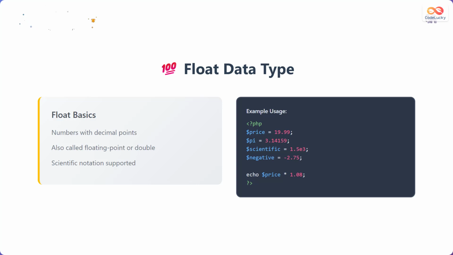Here's an example. The variable price is assigned a value of 19.99. The variable pi is assigned the value of 3.14159. The variable scientific is assigned a value using scientific notation. You can perform mathematical operations on floats, just like integers. In this example, we are multiplying the price by 1.08, which might represent calculating the price with sales tax.